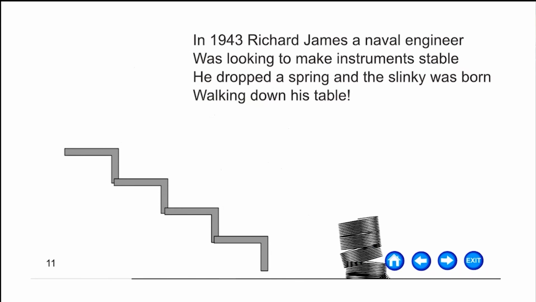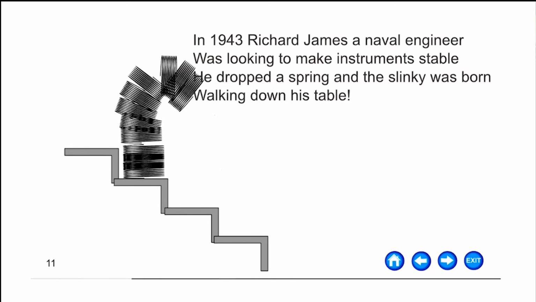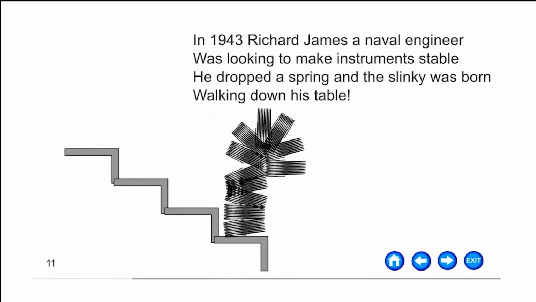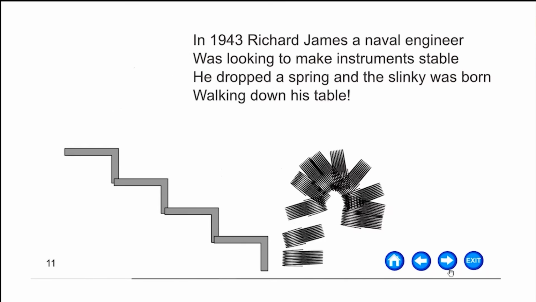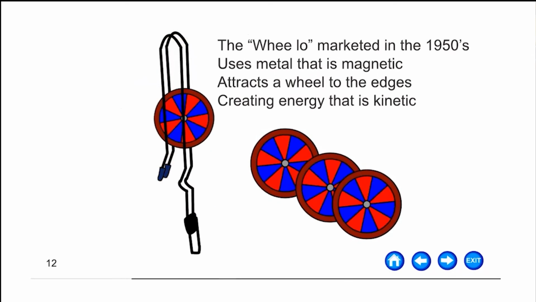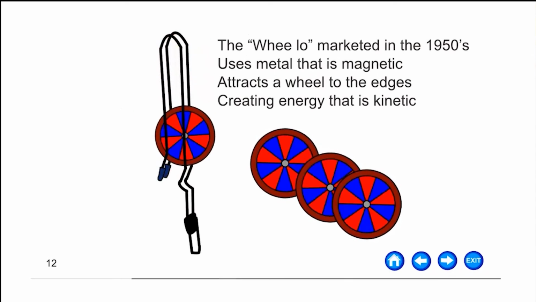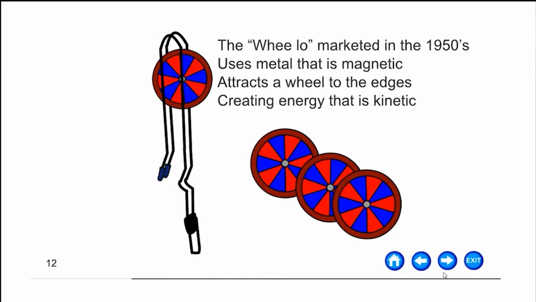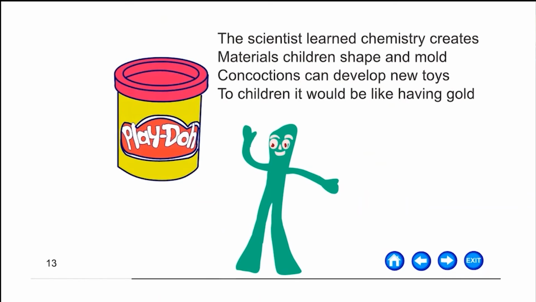In 1943, Richard James, a naval engineer, was looking to make instruments stable. He dropped a spring and the Slinky was born, walking down his table. The Wheelo, marketed in the 1950s, uses metal that is magnetic, attracts a wheel to the edges, creating energy that is kinetic. The scientists learned chemistry creates materials children shape and mold. Concoctions can develop new toys. To children, it would be like having gold.